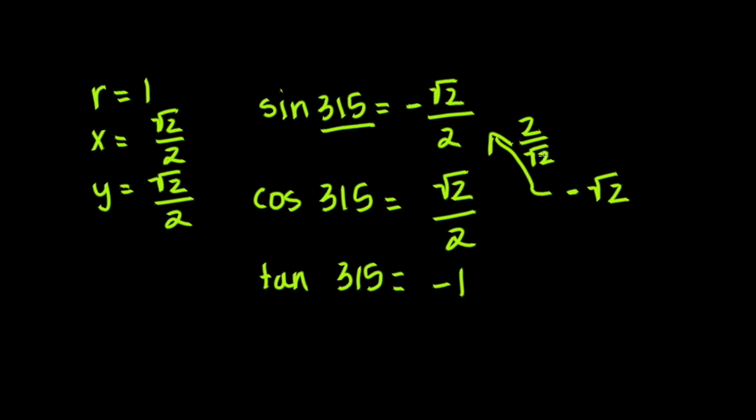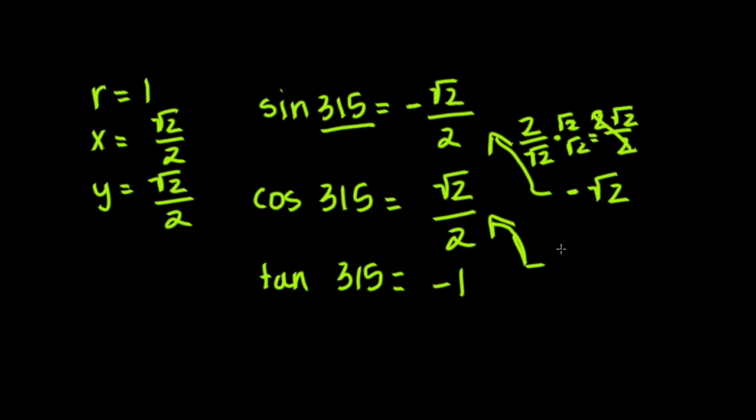But since we can't have a square root in the denominator, we're going to multiply both by the square root of 2, which equals 2 over 2 times the square root of 2. The 2's cancel out, so we're just left with the square root of 2. Go ahead and try this out with the remaining two functions. Then we will check our answers.